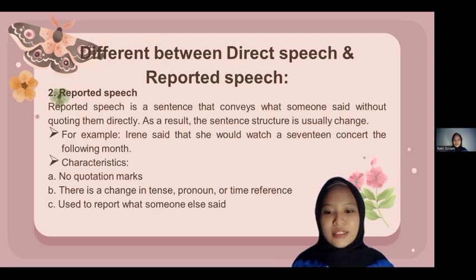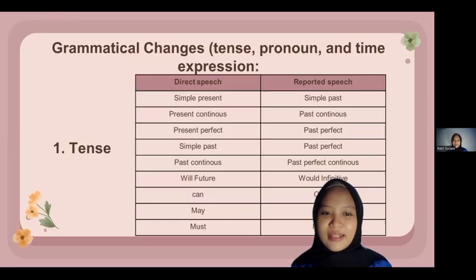The characteristics are: no quotation marks, a change in tense, pronoun, or time reference, and it is used to report what someone else said. Next, the grammatical changes include tense, pronoun, and time expression. The first is tense. When we write direct speech using simple present, in reported speech we use simple past.